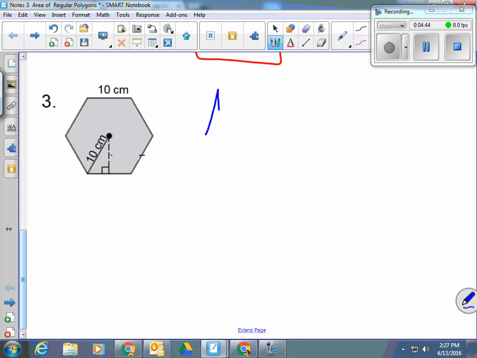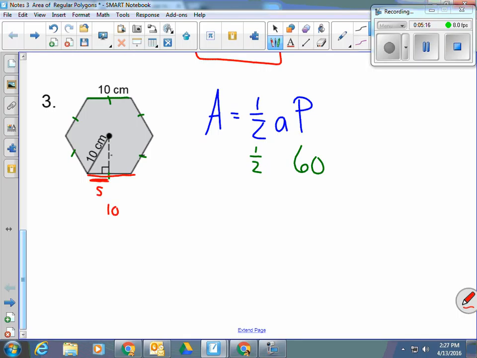Again, area equals 1/2 apothem times perimeter. What's my perimeter? 60, because this side is 10, and regular shapes have equal sides. Now I have to find my apothem. 5? Okay, be careful. How big is this whole side? 10. So how big is this piece? 5. Is that my apothem? Where's my apothem? So how do I find that? Pythagorean theorem.